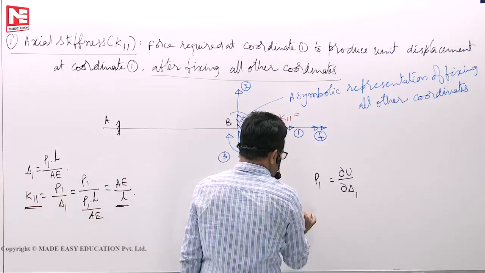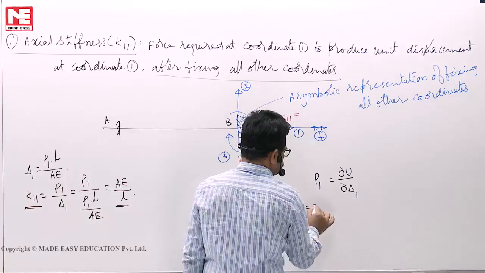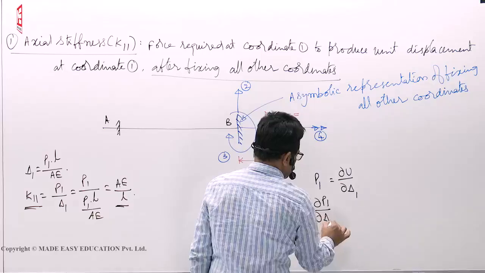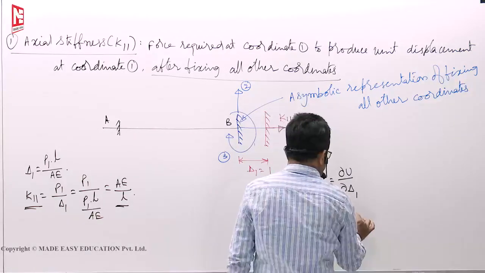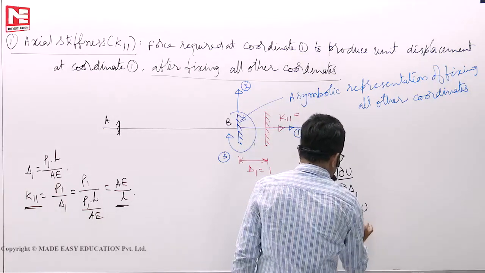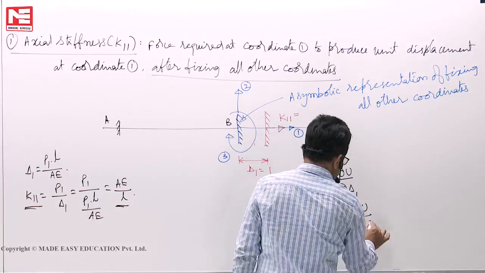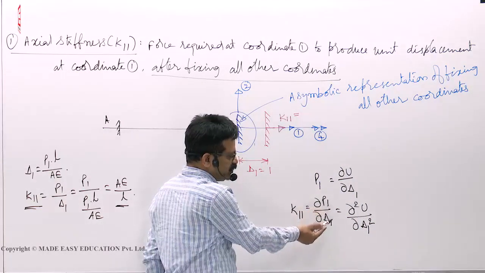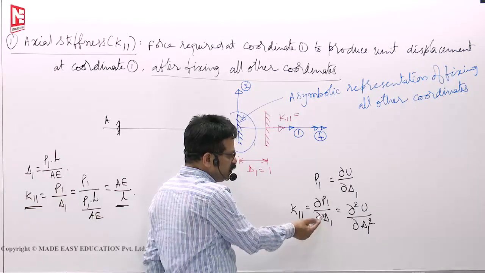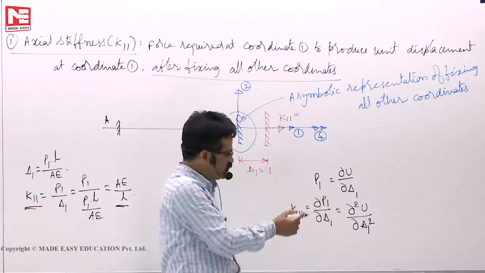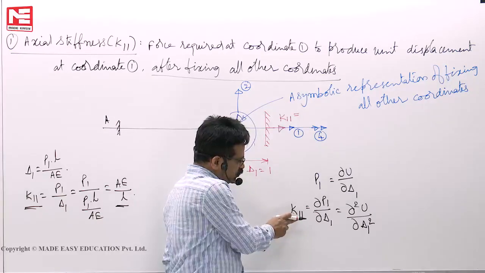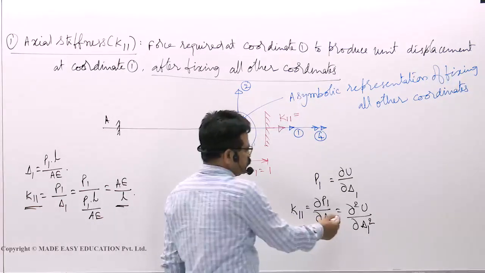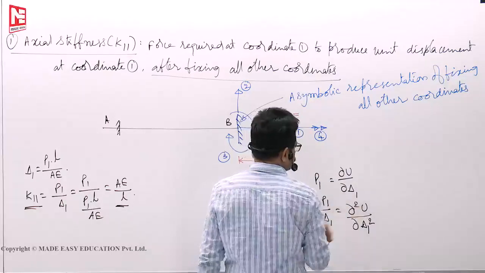So that is called K11, we call it: dou P1 by dou delta 1. This we will get as dou square U by dou delta 1 square. Now, if you differentiate P1 with respect to delta, you will get the unit force. This is called, due to unit displacement, how much force is required. So, dou square U by dou delta 1 square.